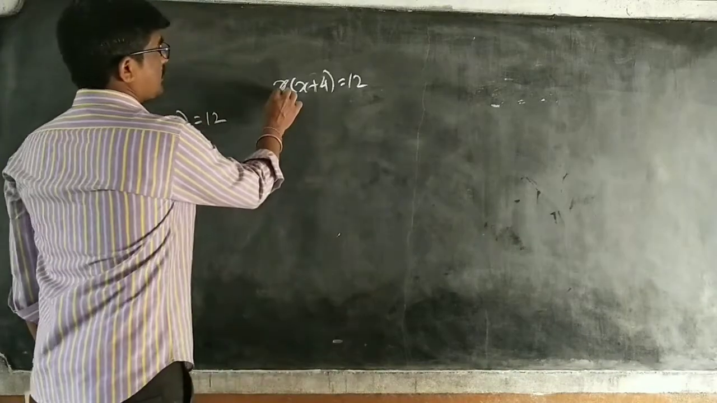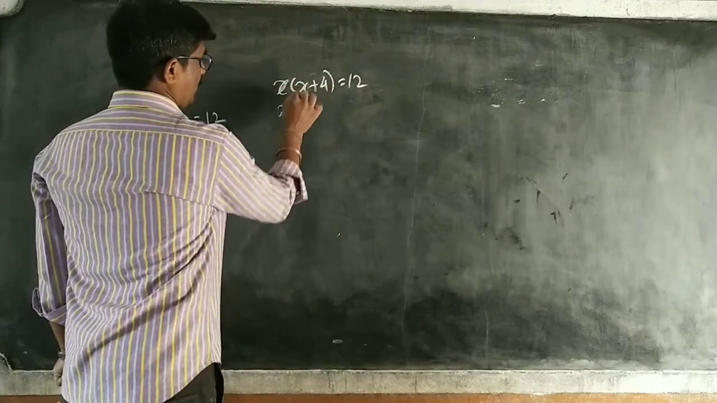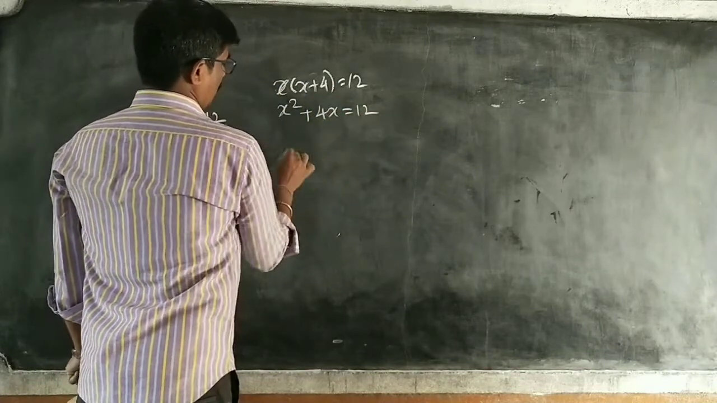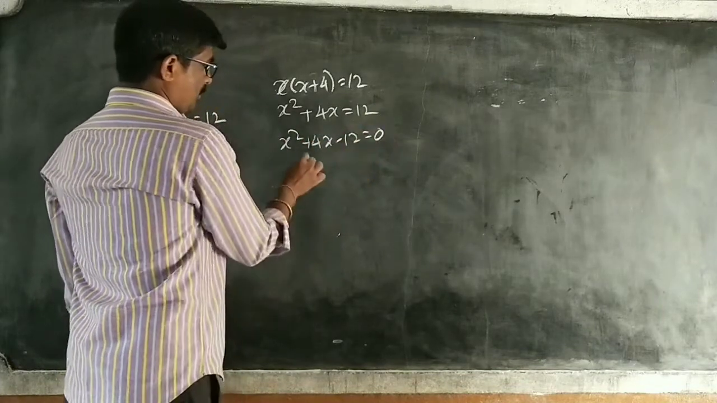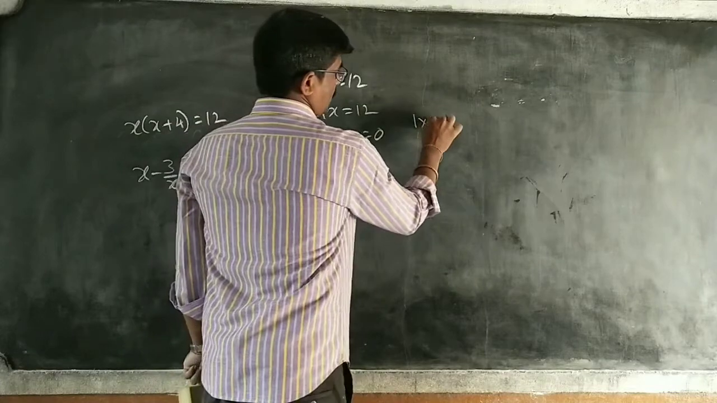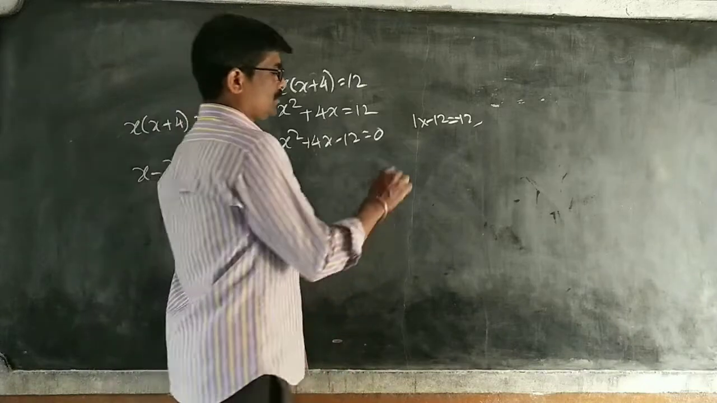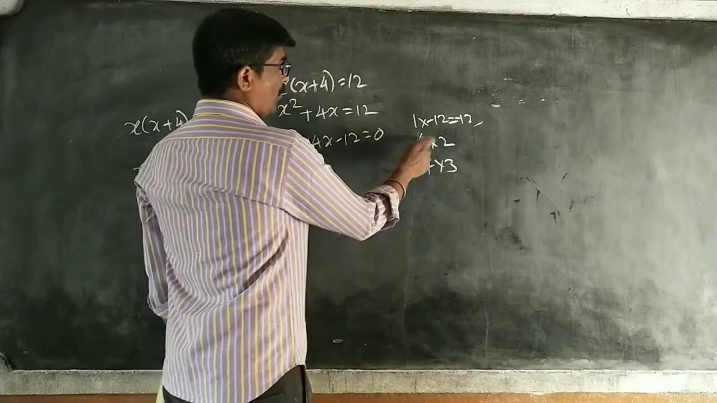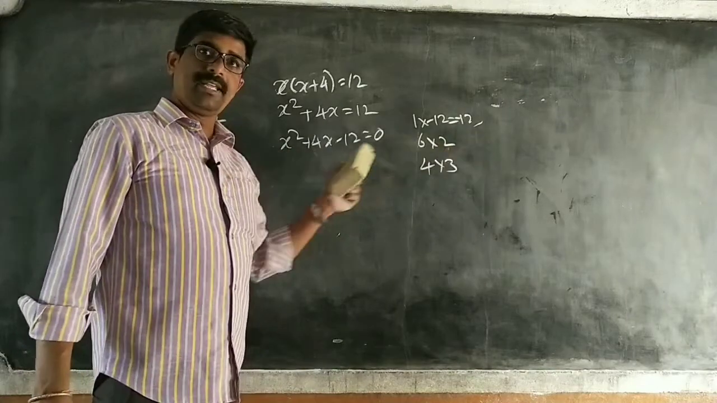Next, x into x plus 4 minus 12. Simple. x into x is x square plus 4x is equal to 12, or x square plus 4x minus 12 is equal to 0. So 12 1 ja 12, minus 12 I got. So you want 4 only. How are we writing? 12 1 is 12, 6 2 is 12, 4 3 is 12. So which is suitable? 6 minus 2 gives 4. This is suitable in these situations.